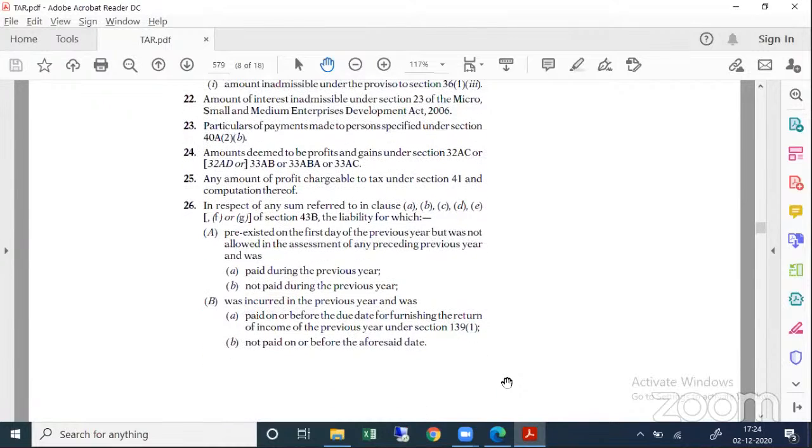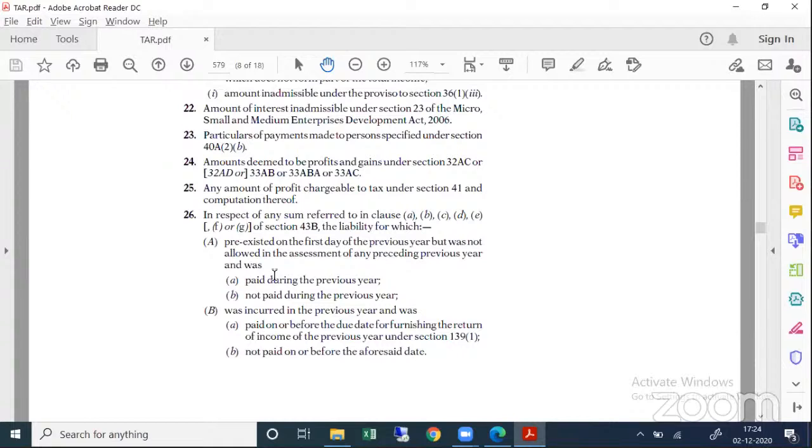So herein it says that in clause 26 we have to talk about those expenses which were not paid before.